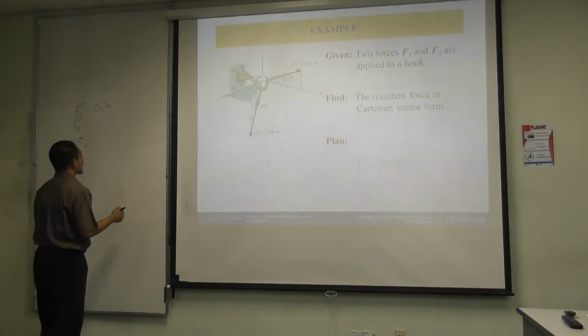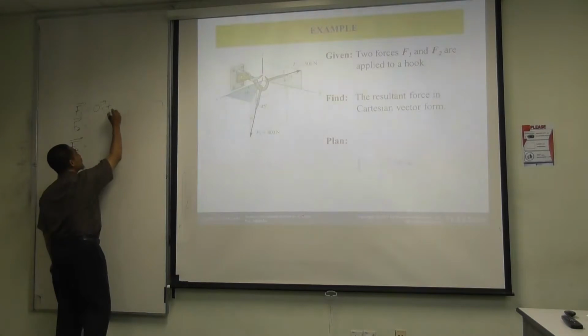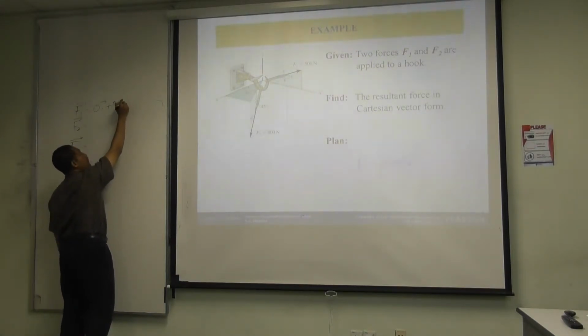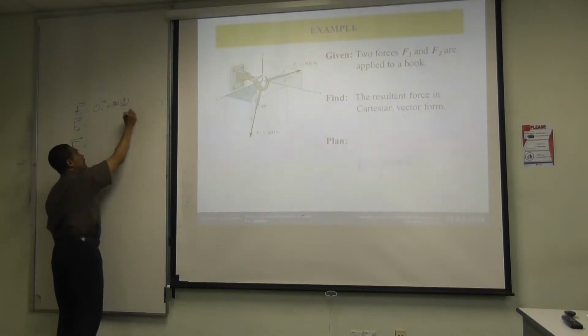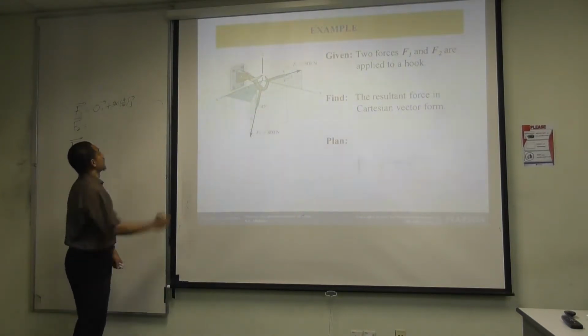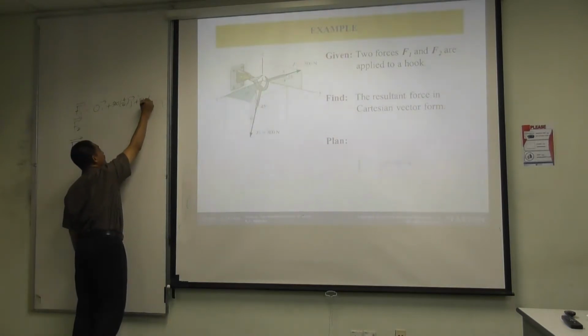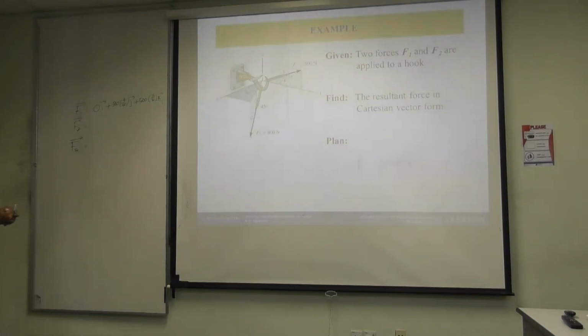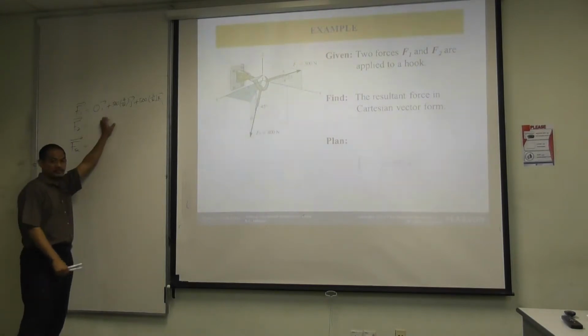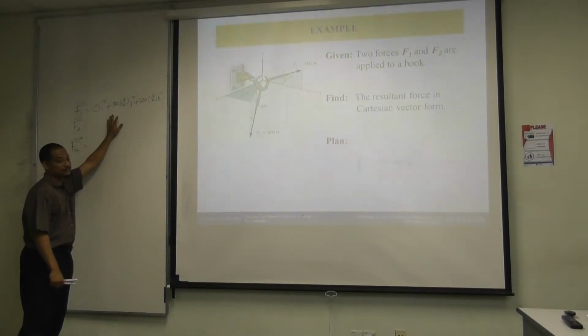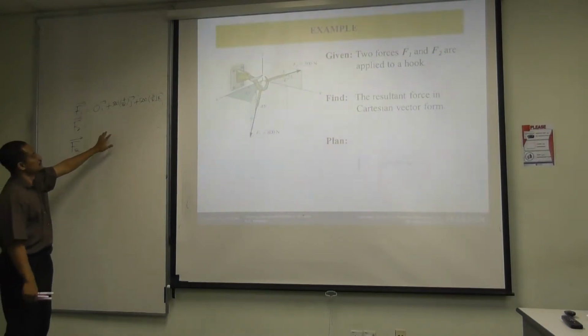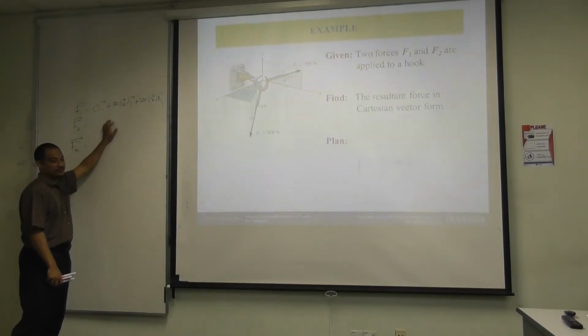Learn how to use the triangle. 4 over 5, right? And then plus 500, 3 over 5. Okay. Make sure you know how to get this. Any problem here? Good. Where's the problem? Any problem? No. Okay.